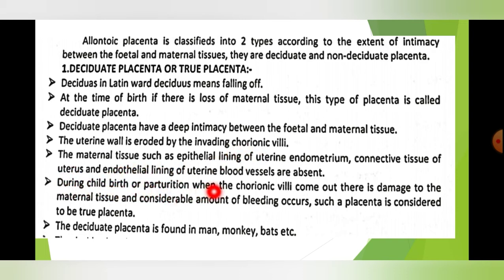During the childbirth, the parturition, during the delivery, what happens? When the chorionic villi come out, there is damage to the maternal tissue and considerable amount of bleeding occurs. Such a placenta is considered to be through placenta. So because of this reason we call it a through placenta, where bleeding occurs during the parturition. Why it occurs is because the villi will break and come out. The deciduate placenta is found in man and monkey and bats, etc. In most of the mammals you can see that.